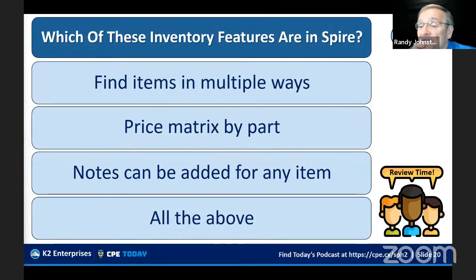And this question is asked, which of these inventory features are in Spire? That we can find items in multiple ways, that we can price a matrix by part, we can add notes for any item, or all of the above.